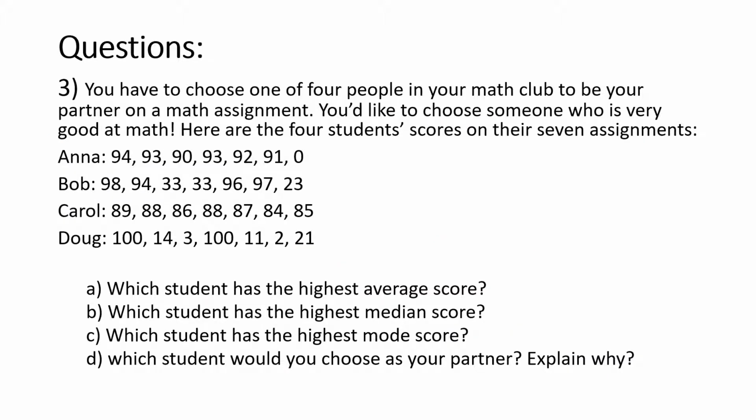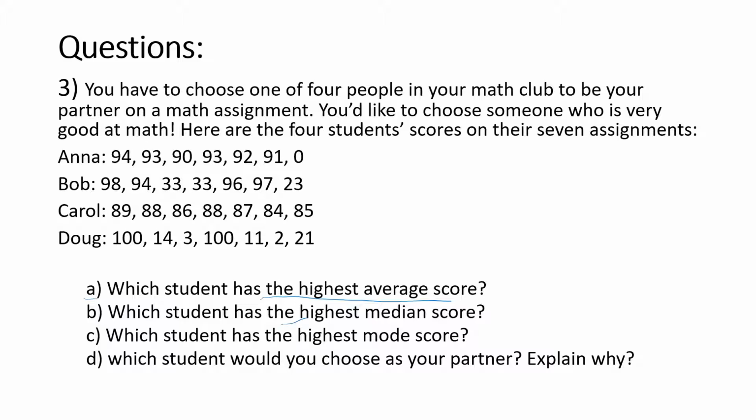Question number 3. You have to choose one of the 4 people in your math club to be your partner on a math assignment. You'd like to choose someone who is very good at math. Here are their scores: Anna, Bob, Carol, and Doug. So we want to find the highest average score. Average score, you add all the scores up and divide by the number of scores.